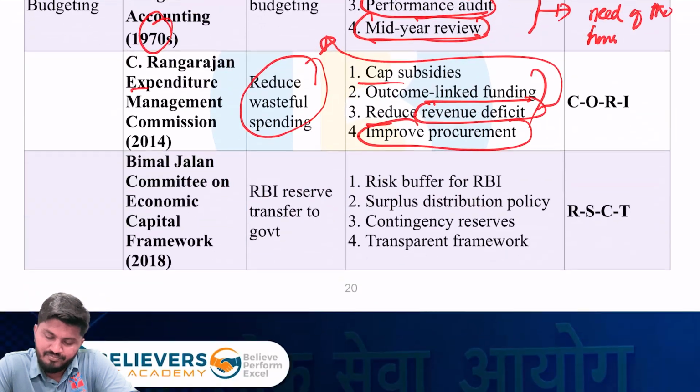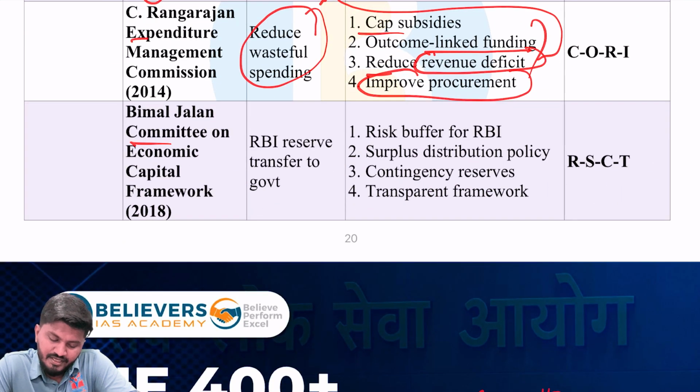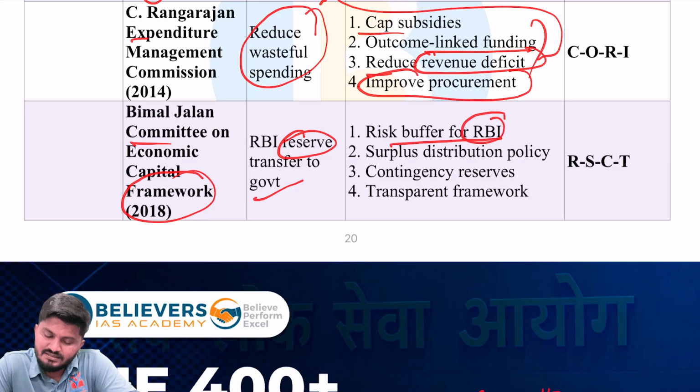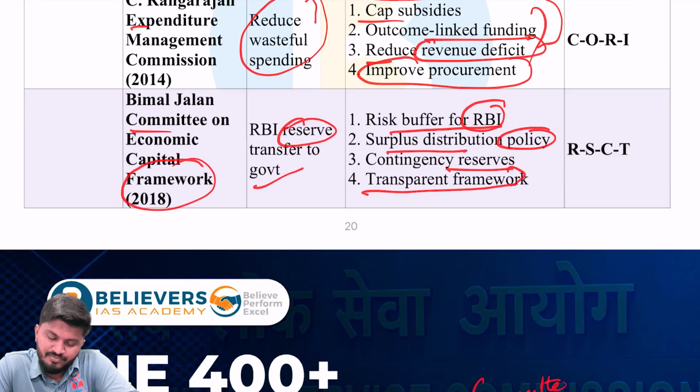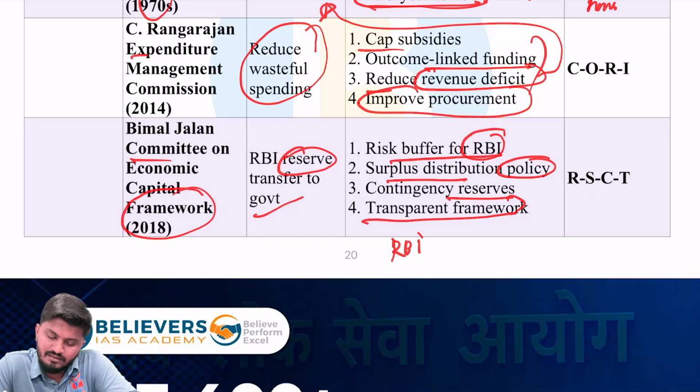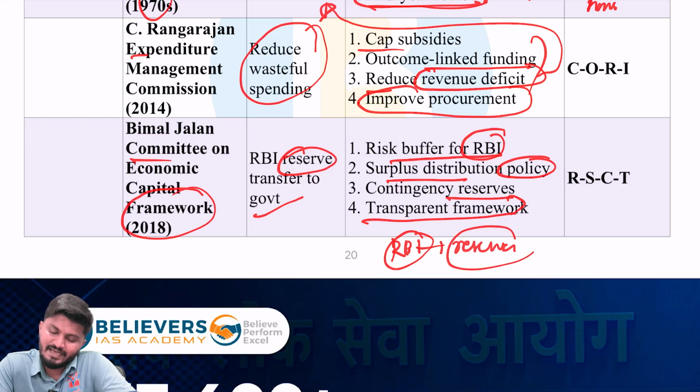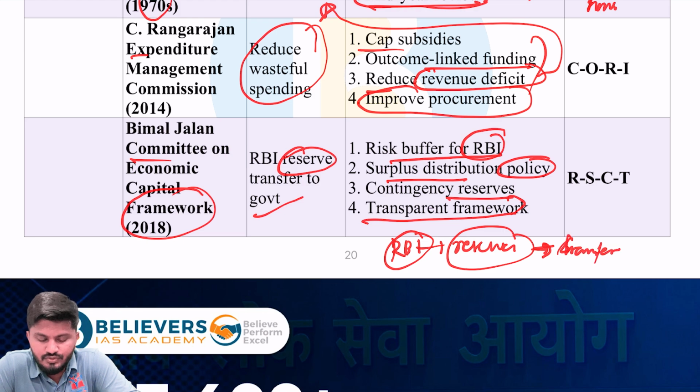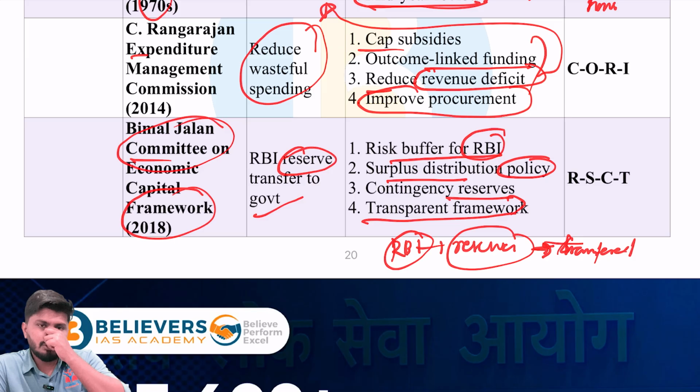Okay. Next is Bimal Jalan Committee on Economic Capital Framework 2018. Aim is RBI reserve transfer to government. The recommendations were risk buffer for RBI, surplus distribution policy, contingency reserves, and transparency framework. Whatever the RBI earns from its various works, it has certain reserves. These reserves can be, or must be in certain cases, transferred to government.